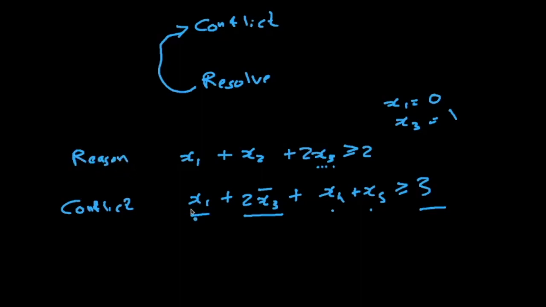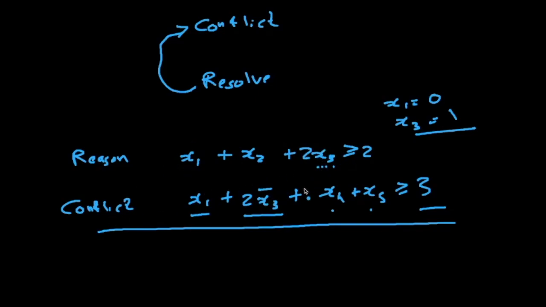So why is it the reason? Because this is the one that propagated the last value of x3. Without x3 propagated, this constraint is not yet falsified. Once we propagate x3, then it is falsified. So this is my reason, this is my conflict, and similarly, let's try to resolve this. When we say resolve it, we start with the conflicting variable. It was x3, so we try to remove x3.